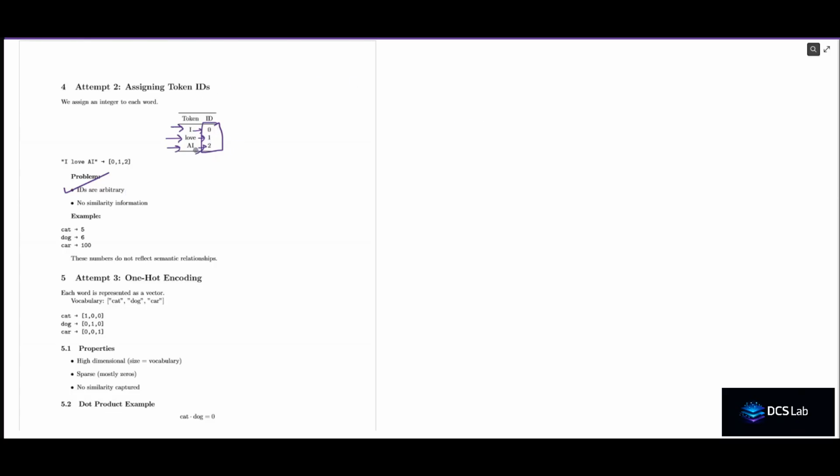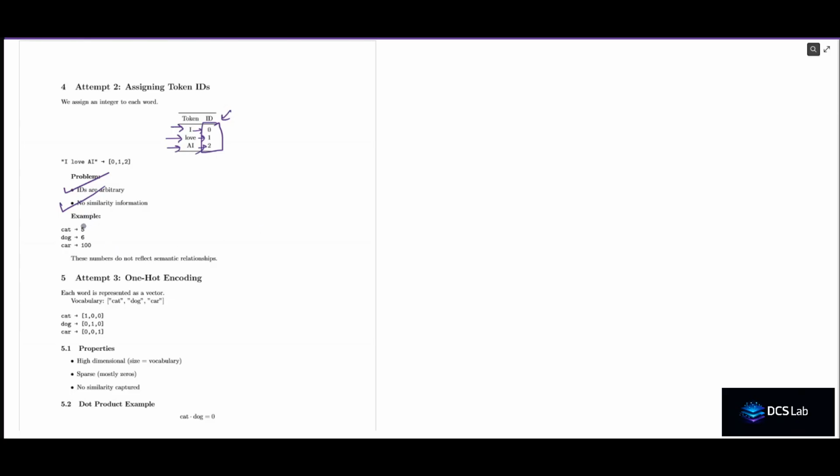Why can't I assign 0 to AI, 1 to love, 2 to I? Or why am I assigning 0, 1, 2 at all? It can be anything. There's no proper formula or relationship between these, so they're completely arbitrary and there's no similarity information present. Just looking at the IDs, you cannot tell which words have similar or different meanings, or whether or not they are similar to each other.